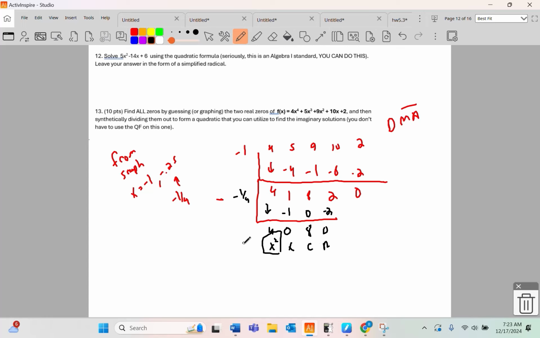That's why I stopped here. I reduced to a quadratic. This is 4x squared plus 8, and it's equal to 0. You can do the QF if you want, but you don't have to. I know that on your test, you do the QF. That's how it's done. It's done with QF because it has an x term.